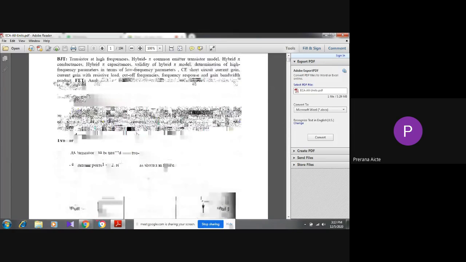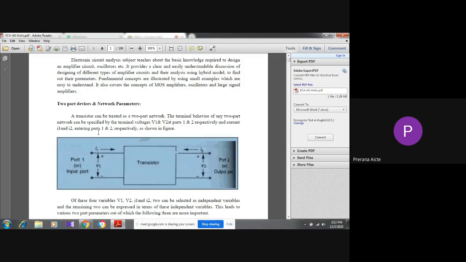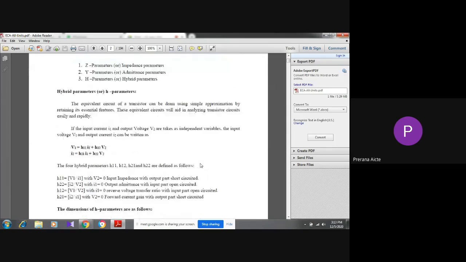In this section, the major important element is the two-port network. So we have two ports: this is the input port and this is the output port. At the input port, we have I1 as input current and V1 as input voltage. Similarly, for the output section, I2 is output current and V2 is output voltage. From this figure, we can calculate four H parameters.